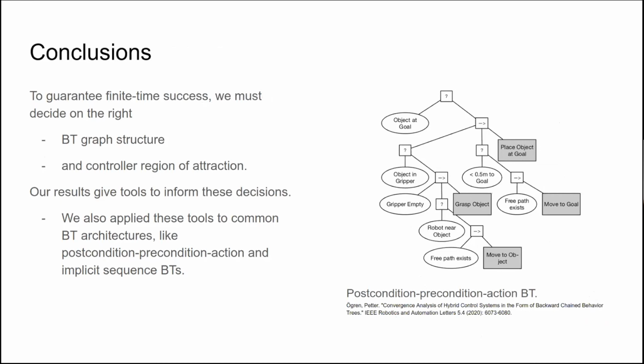And so the conclusion of this is that there's two things that one needs to consider when designing a behavior tree. It's both the behavior tree graph structure, like the actual structure of the tree itself, and the attraction regions of the controllers. And so the tools that we developed in our paper actually allow you to analyze the BT graph structure and the controller regions of attraction all together to assess whether the behavior tree will be successful.